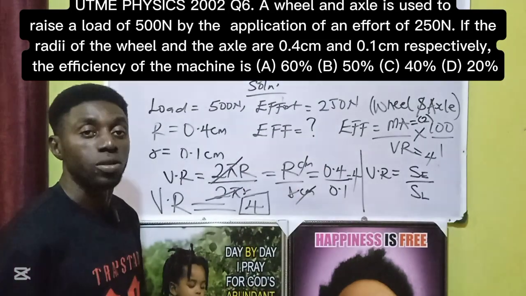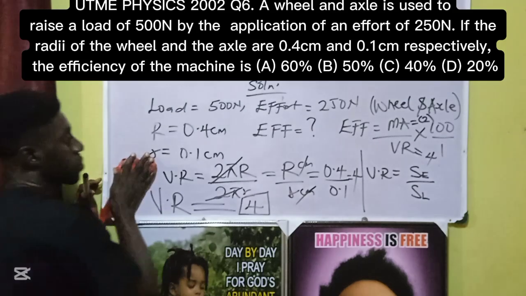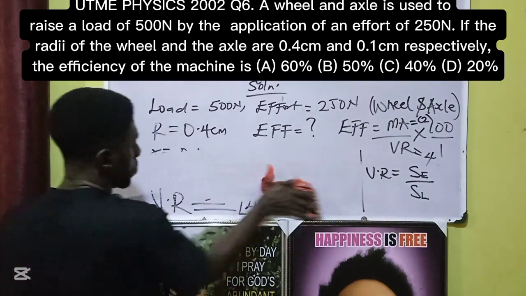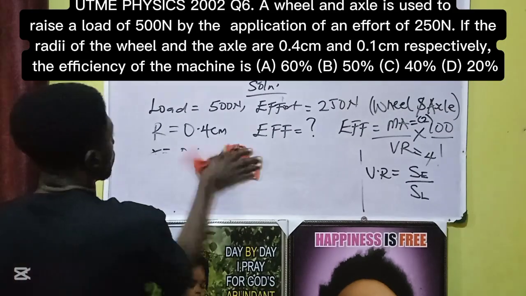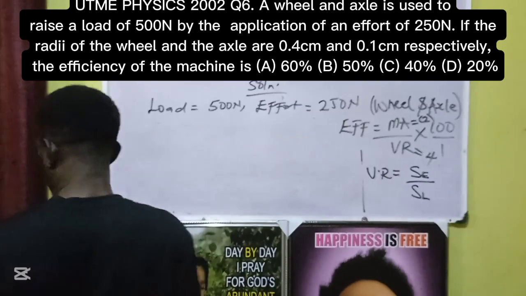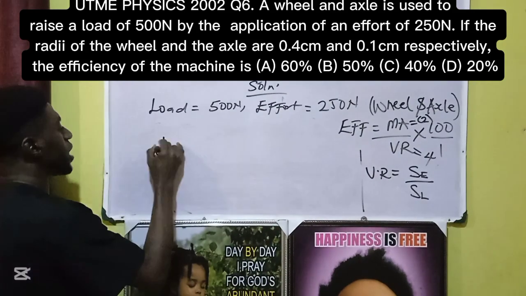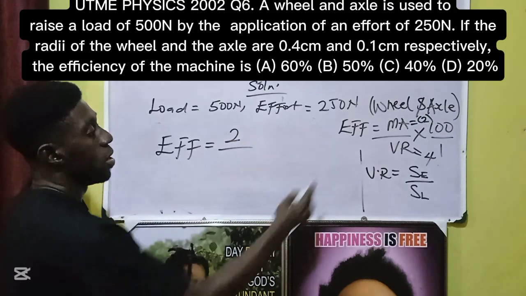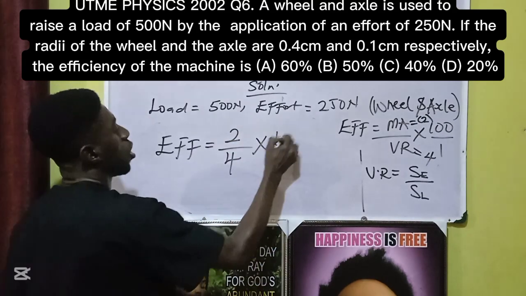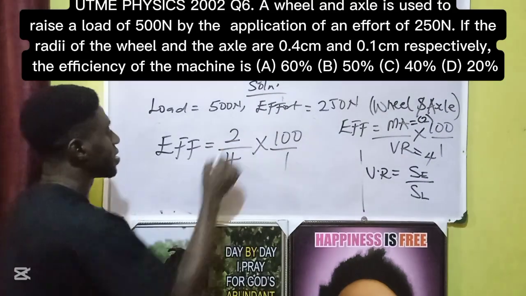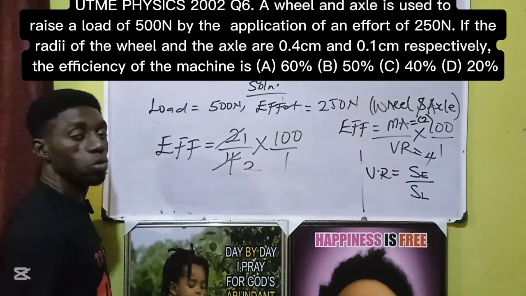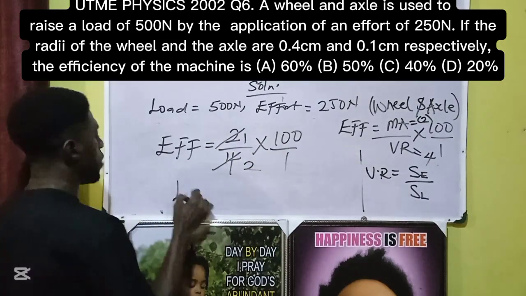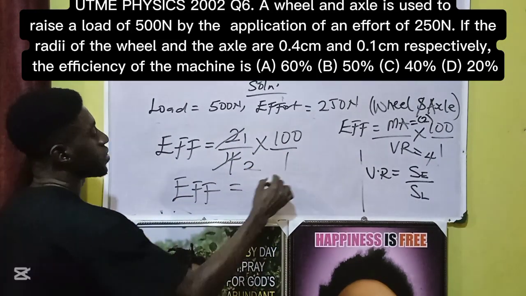Then to solve the equation, we'll now push ahead. Efficiency is equal to MA, which is 2, over VR, which is 4, times 100 all over 1. This is the same as 1 over 2. So half of 100, efficiency becomes 50%.